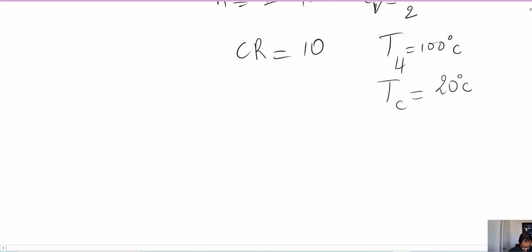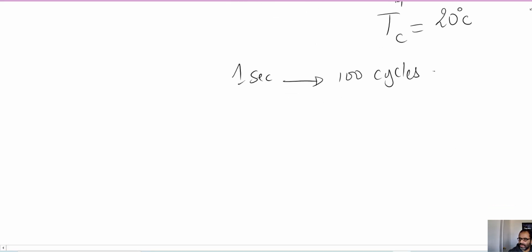Okay, what is its power? Oh, and they said it's a frequency of 100 hertz. That means in 1 second this does 100 cycles. 100 times it goes up and down. Remember the engine in the demo? So that's how often. This is a very fast engine. That's basically the RPM of the car, the rotations per minute.